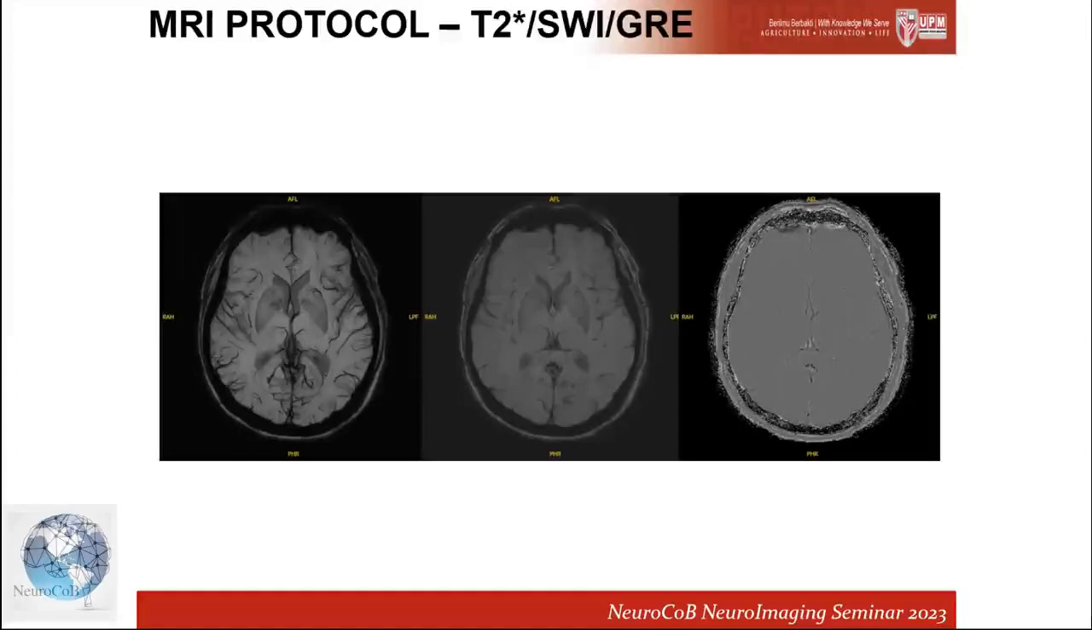This is another sequence, which is the SWI, but certain machines don't have the SWI, they just have T2 star or the GRE. This sequence is used to look at the blood product. What is the advantage of the SWI compared to the GRE and T2 star? With SWI, we can differentiate calcification and hemorrhage because of the presence of multi-phase images. This is the phase image of the SWI. In this image, you can differentiate whether it is calcification or blood product. If calcification, the intensity will look like a void. If it's a blood product, it is still dark. There's still blooming artifact, we call it.